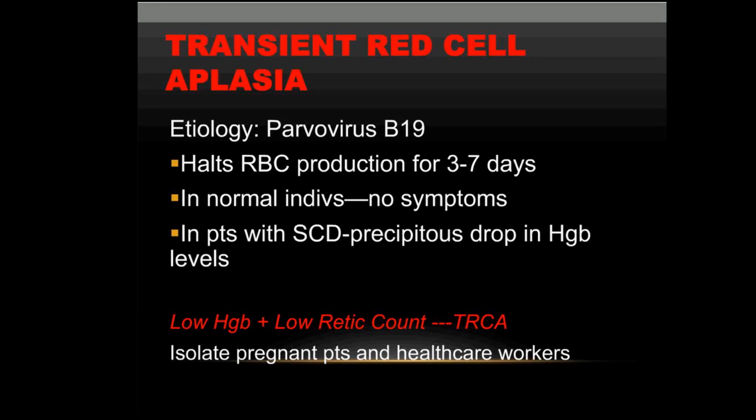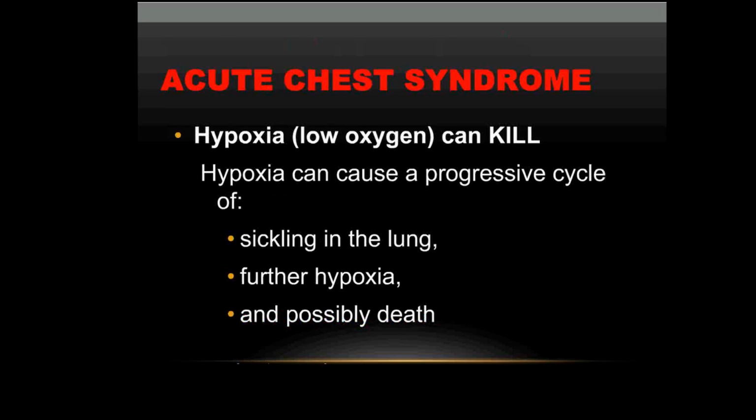And what you would do to test for transient red cell aplasia is look at the hemoglobin and the retic count. So if they're both low, that's probably transient red cell aplasia. You want to isolate pregnant patients and healthcare workers, because you don't want them to pass this parvovirus on to those people.